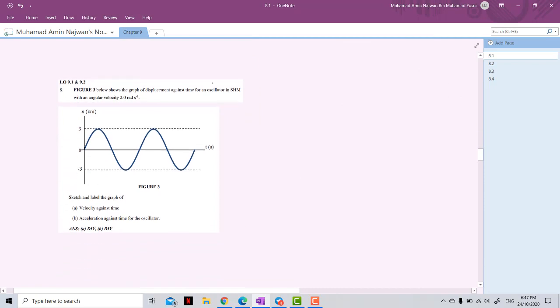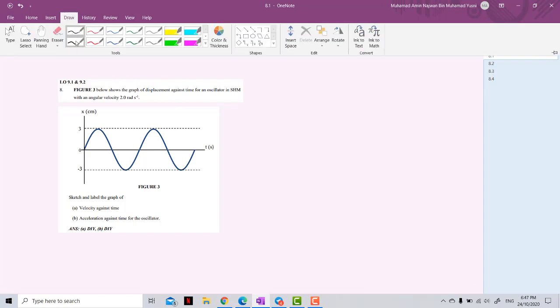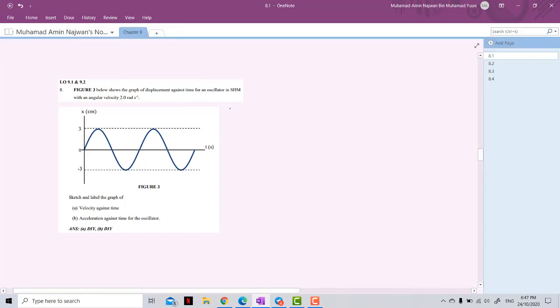Now, question number 8. We're moving quite fast, so hopefully you can keep up. Figure 8 shows the graph of displacement against time for an oscillator in simple harmonic motion. It has given omega already, nice. Omega is 2 radians per second. Then from here we know the amplitude A = 3, given in centimetres. So 3 centimetres.